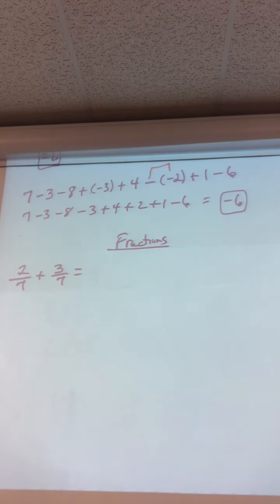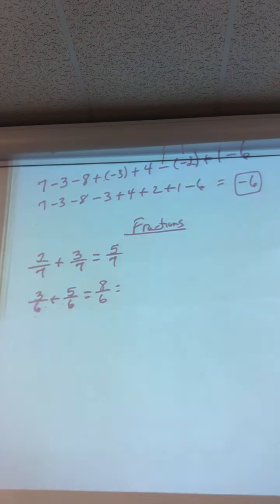So if I have 2 sevenths plus 3 sevenths, that means you have 5 out of 7. So the rule for adding and subtracting fractions is, if the denominators are the same, you add the numerators or subtract by using these rules that we just covered, but you keep the denominator. All right, let's do another one. So if I have 3/6 plus 5/6, that's equal to 8/6.